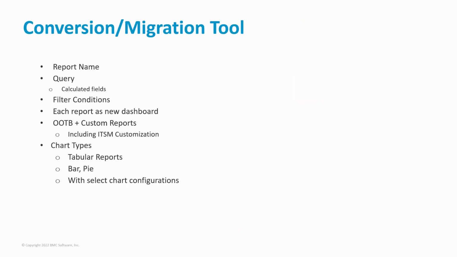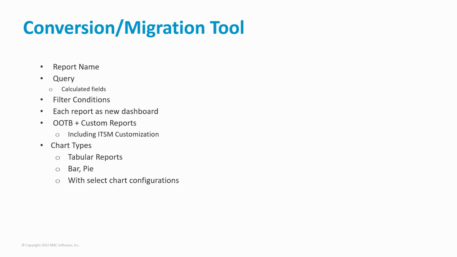This slide summarizes current capabilities of the conversion tool. The tool takes the report name, query, calculated fields, and filter conditions, and converts them into a new dashboard in Helix Dashboard. This conversion process supports any out-of-the-box or custom report in Smart Reporting. In a similar way, it supports your ITSM application and any customization to it in the report conversion process.